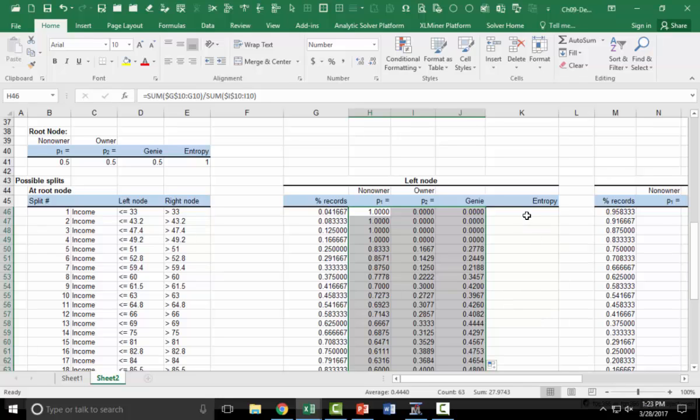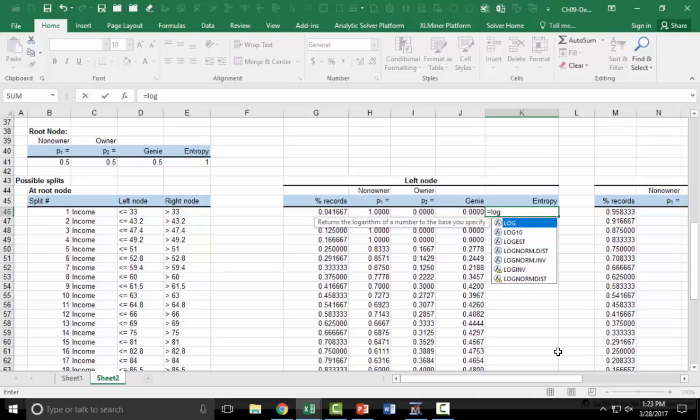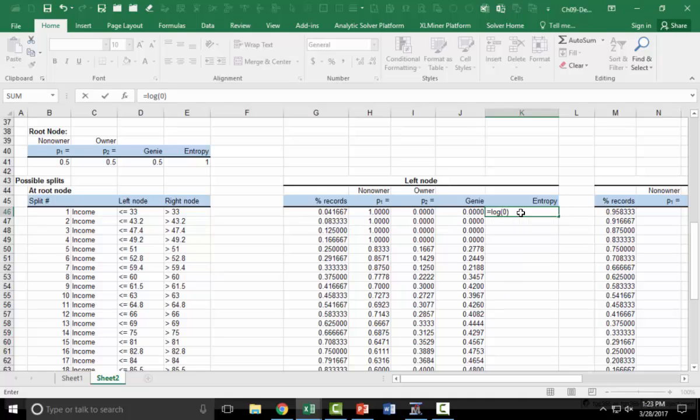Now entropy is a little tricky, because log of 0 will be a problem. You get an error for log of 0, because that would be negative infinity. 1 over infinity would be 0, right? So that would be a problem. So you have to test whether the probability is 0 or not. If it is not 0, then we compute. Otherwise, we do not compute.